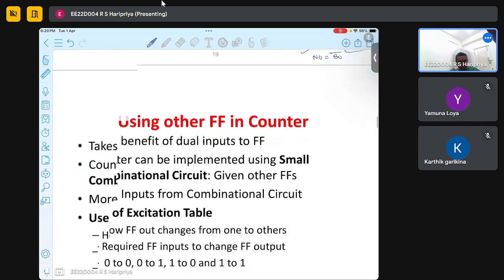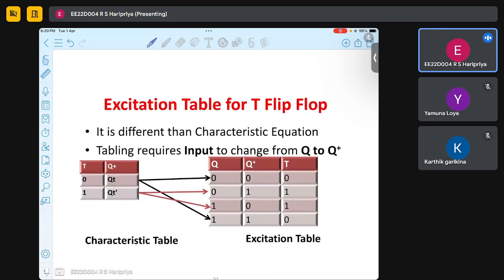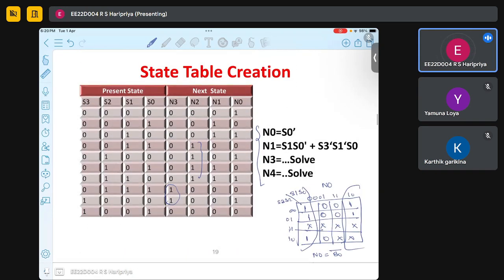Okay, so going to the next topic, using other flip-flops in the counter, we take the benefit of the dual input, because with JK we have two inputs. So counters can be implemented using a smaller combinational circuit. Now we need to use the excitation table, because before, with the D flip-flop, the next state was simply the output of the D flip-flop. But here we need the excitation table.